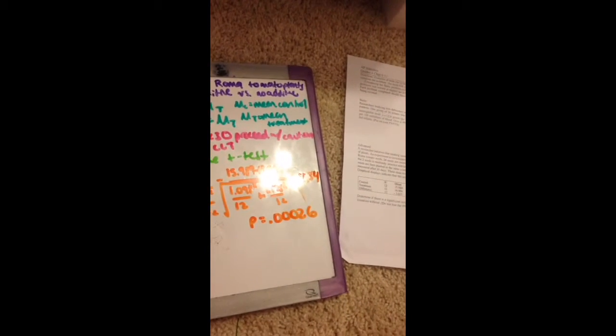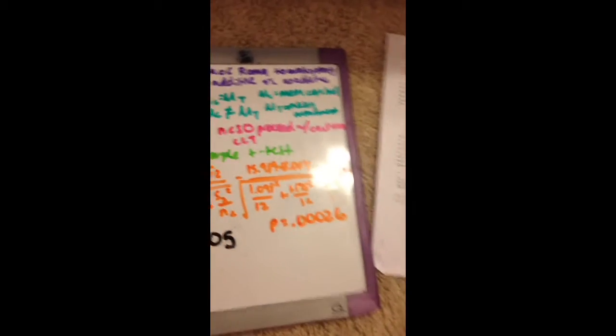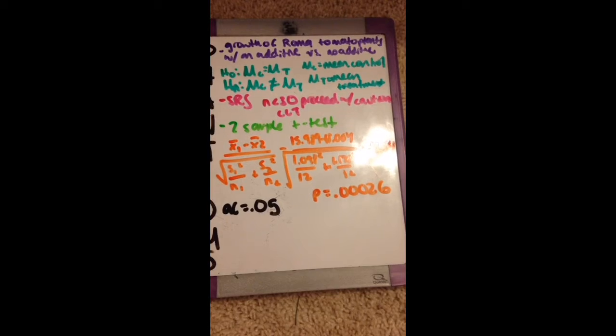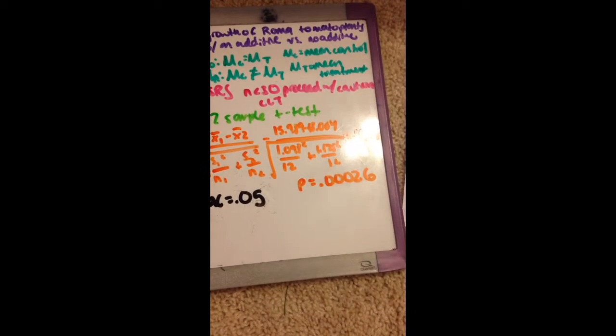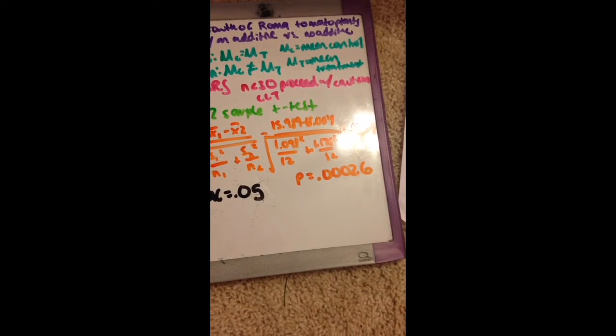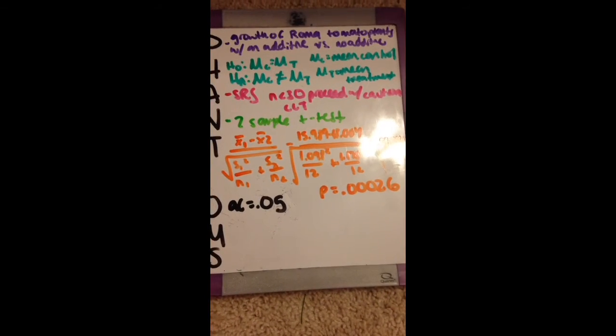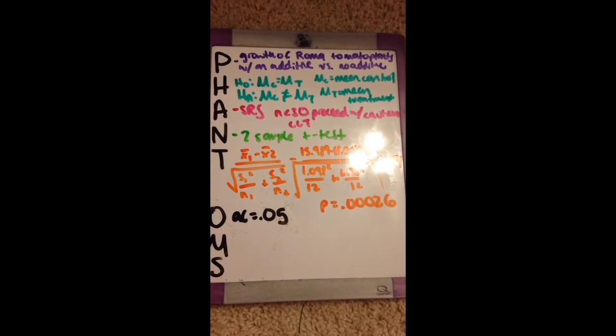From this, and using our calculator, we can obtain an exact p-value of p equals 0.00026. If we have an alpha value of 0.05, our p-value is way less than our alpha value, and therefore we fail to reject the H0 that the mean control and the mean treatment are equal. There is not a significant difference in growth between tomatoes with additives and the tomatoes without.